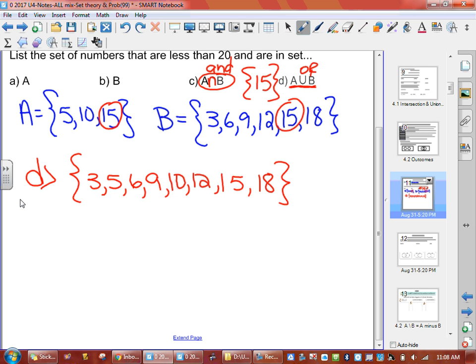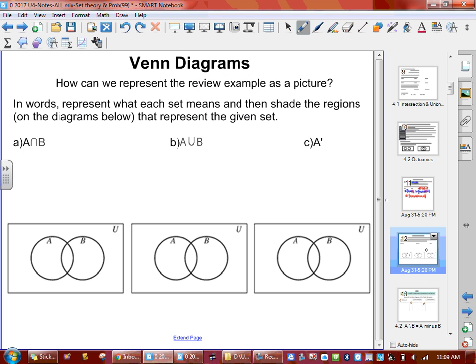Yeah, you only write the 15 once. It's repeated, so you just leave it there. All right. Now we're going to start representing them as diagrams and pictures. So, here comes our first diagram in the next section. So look at the bottom of your page. Bottom of the page says, in words, represent what each means and then shade it on the diagram.